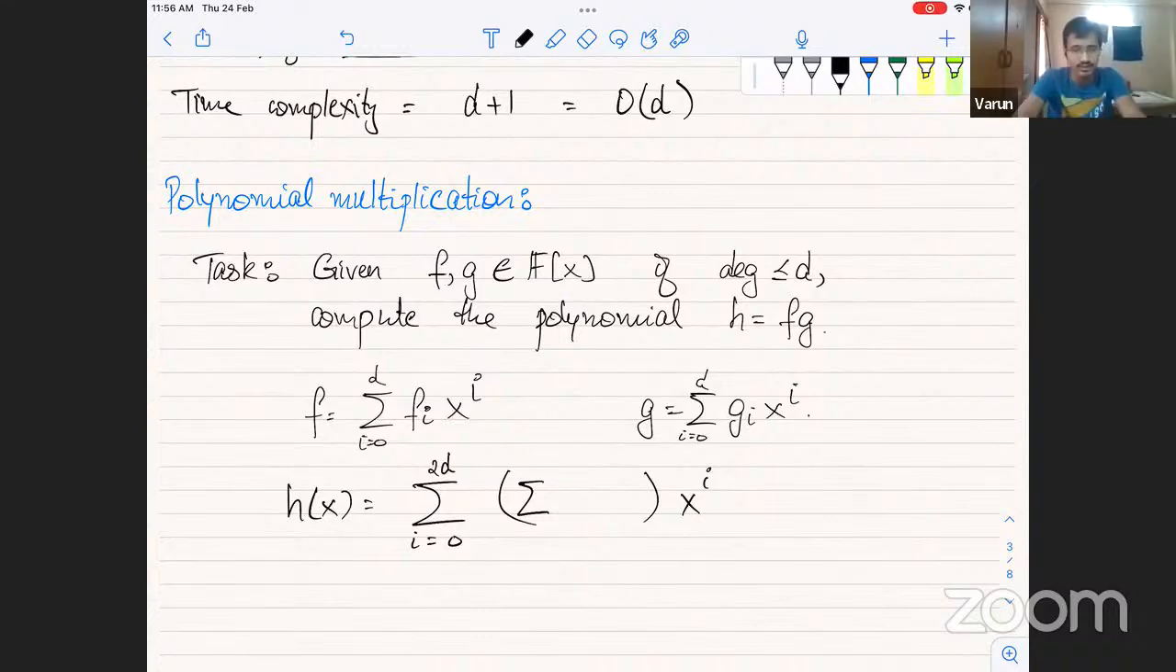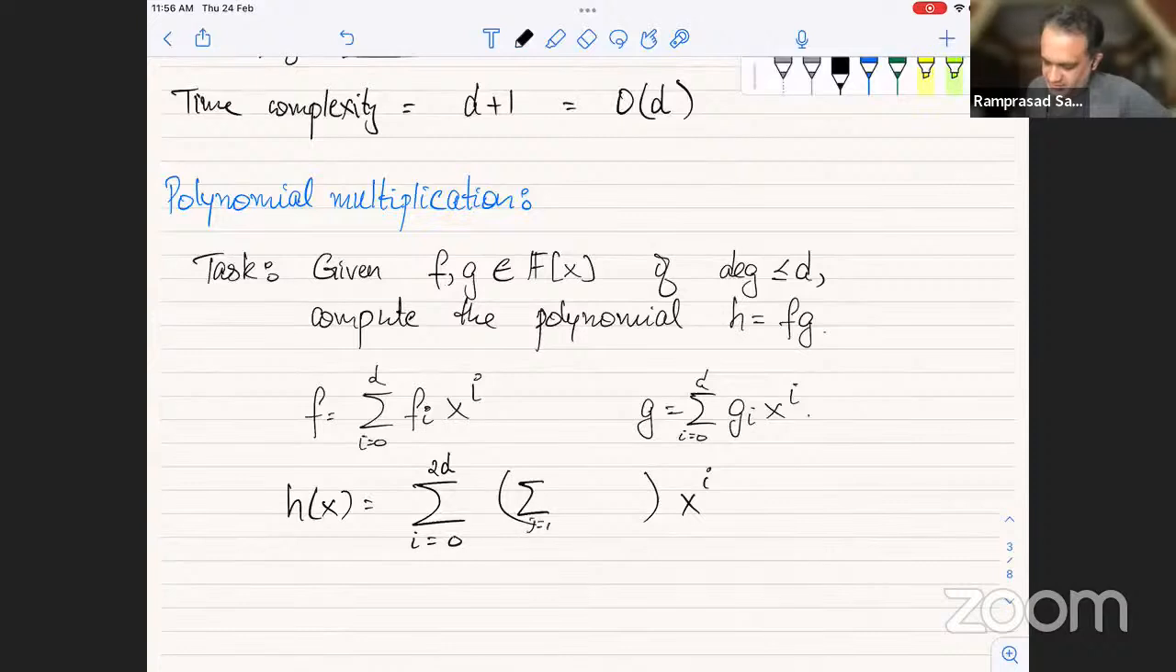This convolution thing. Right, so this will basically be something like the sum from j going from 0 to d of f_j g_{i-j} or something. Okay, so this is just an expression, and once you have an expression of this sort, this naturally leads to an algorithm. Let's literally just compute everything that is here.